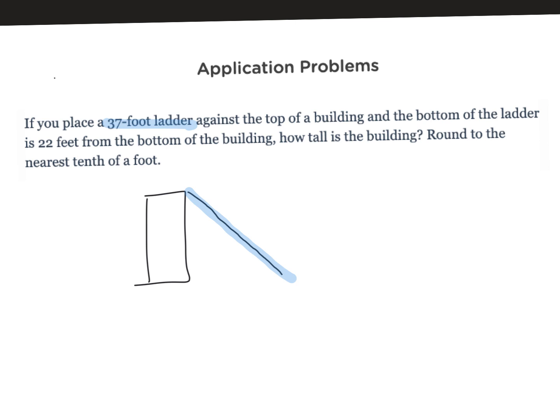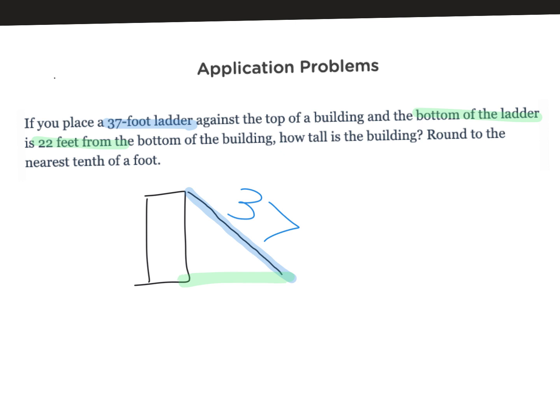All right, so that ladder is 37 feet. Sometimes what confuses people is they're not sure if the 37 should be that part or the building. When they talk about the length of the ladder, they're talking about that 37 right there. It also tells you that it's leaning against the top of the building and that the bottom of the ladder is 22 feet from the bottom of the building.